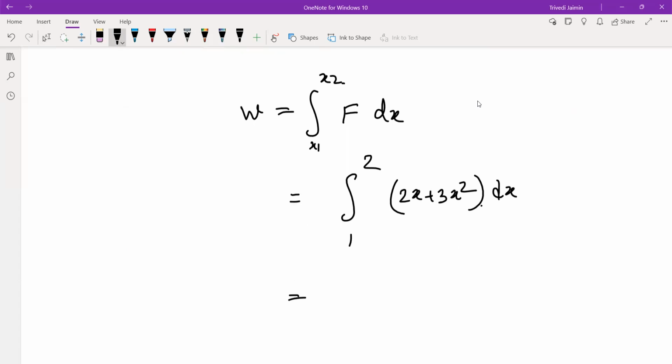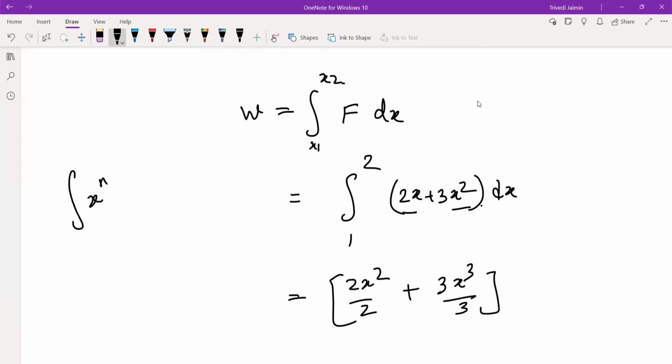Now integrate this one and this one. So 2x square by 2 plus 3x cube by 3. The integration of x to the power n dx is x to the power n plus 1 by n plus 1. So 2 is already there, and I'm bringing x to the power 1, so 1 plus 1 is 2: x to the power 2 by 2, x to the power 3 by 3. Limits are 1 to 2.